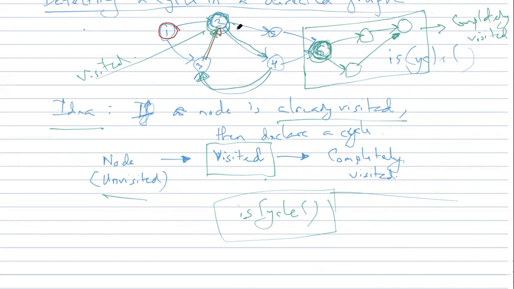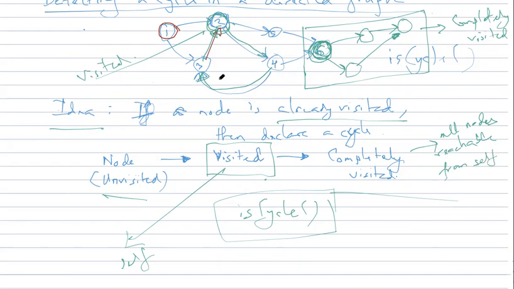Sure. So as I was saying, I expanded or extended the notion of visiting to include completely visited, right? Visited just means that I have visited myself, right? Completely visited is that I have not only visited myself, but I have also visited all nodes that are reachable from me. Is that clear?